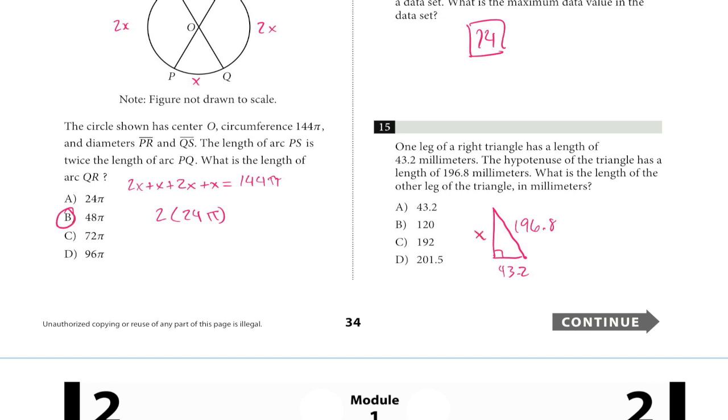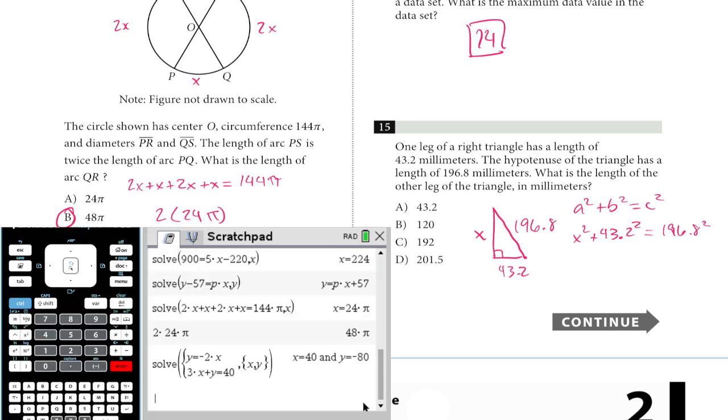So if they're dealing with lengths of right triangles, and you know two of the sides especially, we can usually use the Pythagorean theorem. So a squared plus b squared equals c squared. Remember, c is always your hypotenuse. So a squared, we'll just call the x. The b will be the 43.2, so plus 43.2 squared. And that should equal 196.8 squared.